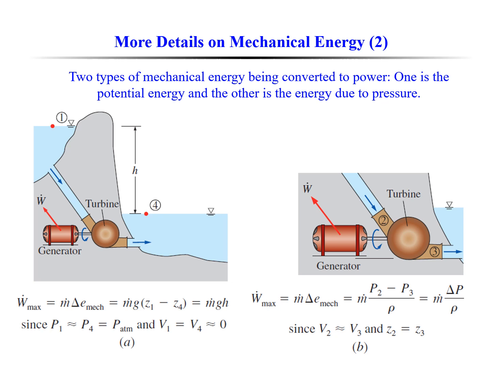In the second one, points 2 and 3 are taken as the reference, which are immediately before and after the turbine. The velocity is assumed to be almost the same at these two points, and the elevation difference can be ignored. Therefore, the maximum power will be m dot times delta P over rho. Although these are two different ways to calculate the power, the result should be the same unless very fine details are considered. Basically, this example shows how the mechanical energy is converted to work.